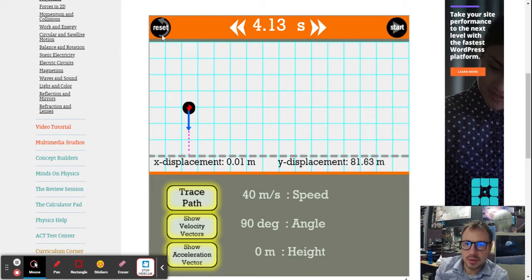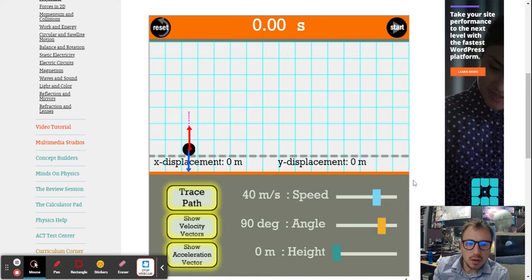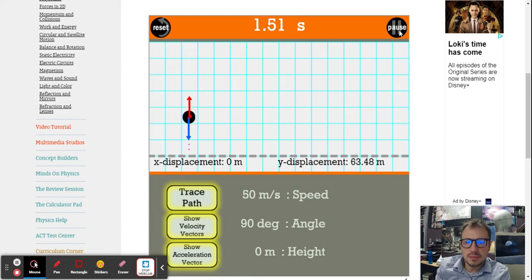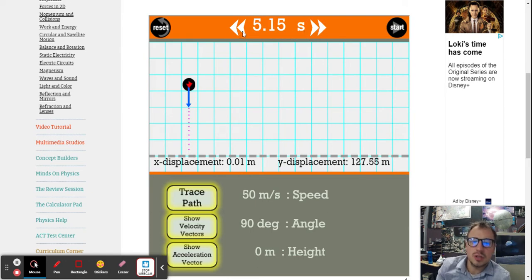All right, let's set it, go all the way up to 50 meters per second. Oh, didn't mean to do that. 50. There we go. Hit start. All the way up. There we go. Oh, pause it right there. Let's see, 5.5. So 55, 54. Okay, so right there, it's 127.55 meters. It took 5.15 seconds to get to that peak.